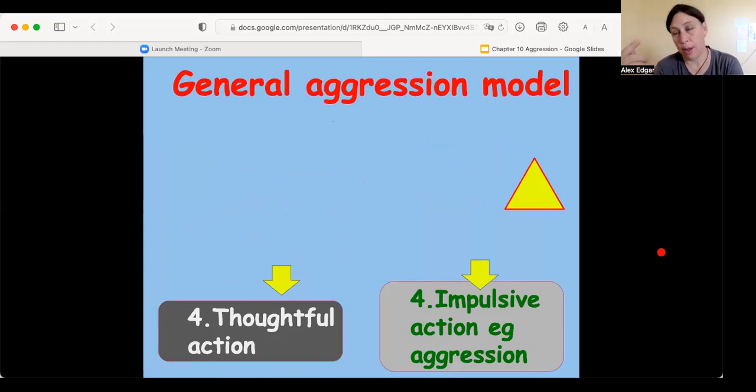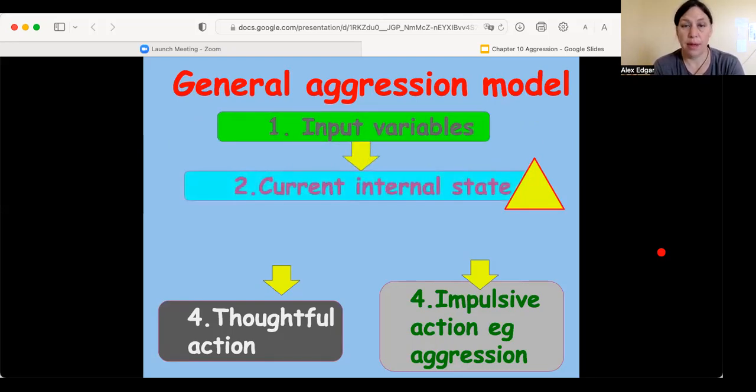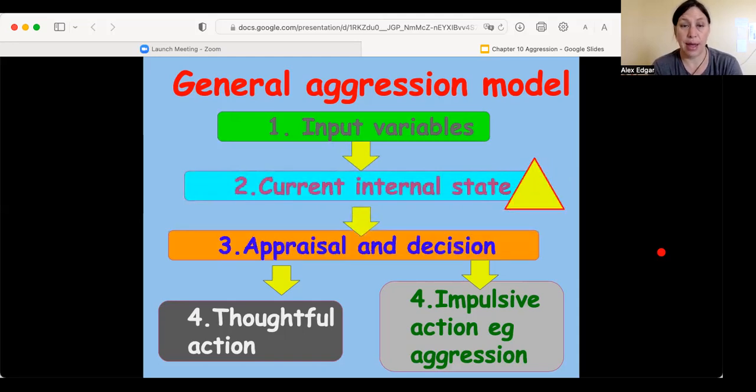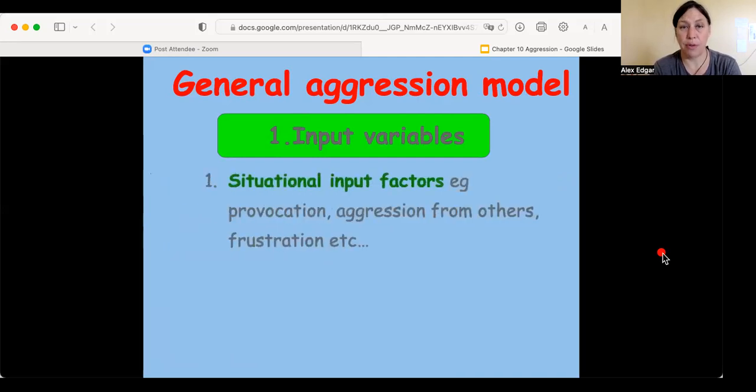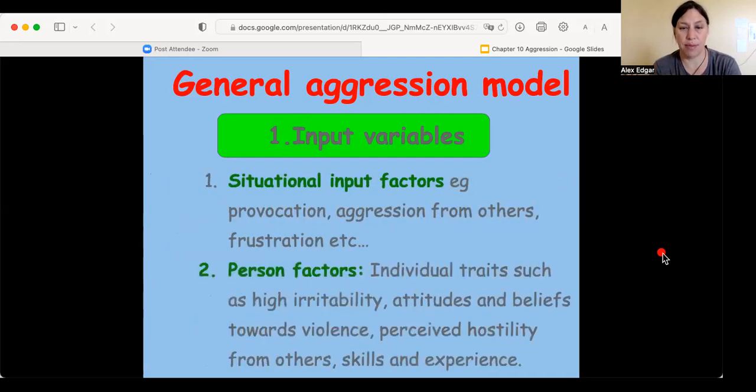This looks at how a sequence of factors leads to aggression. So you either have thoughtful action, which is not aggressive, or you have impulsive action, which may be aggressive. Okay. So first you have input variables, then you have the current internal state, and then you have appraisal and decision making, which leads to either thoughtful or impulsive action and possibly aggression. Okay, so input variables. There are two kinds of input variables, situational from outside and personal, such as traits, beliefs, perceptions, skills, and experience.